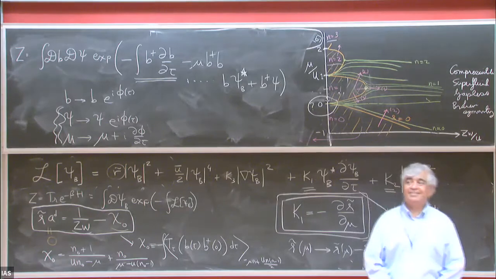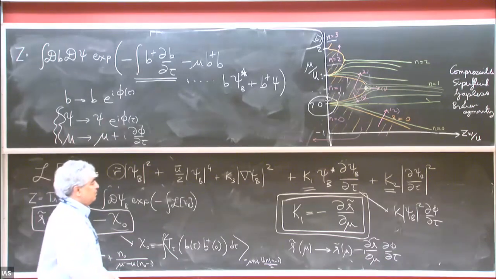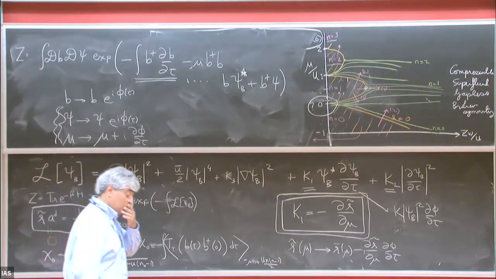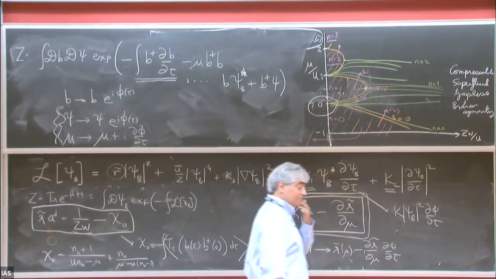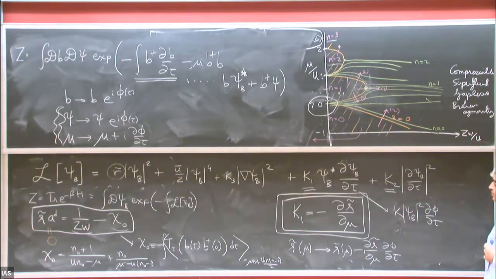Hello. Any questions? Yes, sir. Yes, please go ahead. Sir, you got this relation K1 equal to minus del R tilde by del mu using the argument of global symmetry. But can we derive this relation using the way that helps us to identify this R tilde, U tilde, and so on? Just you constructed the Lagrangian.